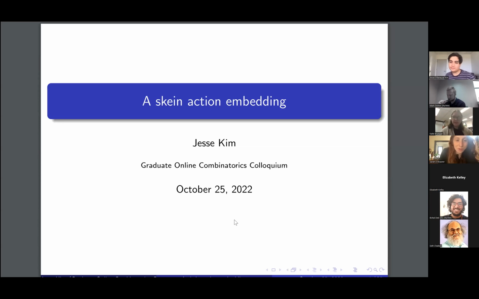Okay, so today we're going to hear from Jesse Kim, who will be telling us about a Skein action embedding. All right, thanks, Sarah, for the introduction. Yeah, so I'll be talking about a Skein action embedding.